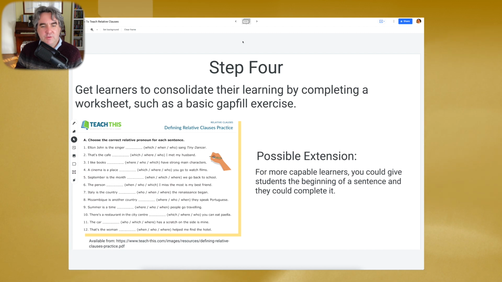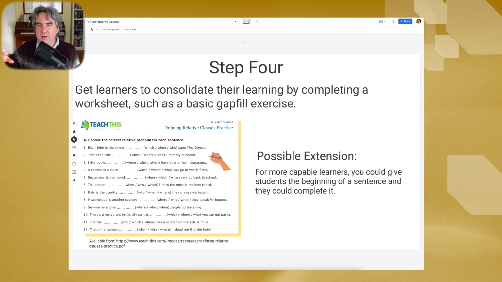Now, this is good for pre-intermediate, maybe intermediate students to recognize the relative pronoun for each example. But for more capable learners, and here I've got a possible extension, you could give them just the beginning of the sentence and they have to complete the rest of the sentence as they see fit. This extension really will challenge the students when it comes to trying to produce something on their own, and you won't be able to anticipate the sort of answer that they provide.